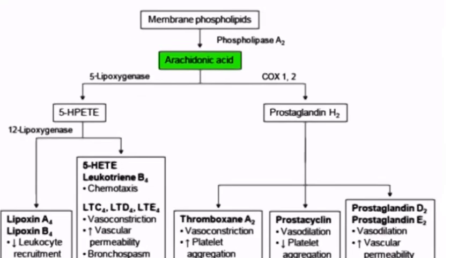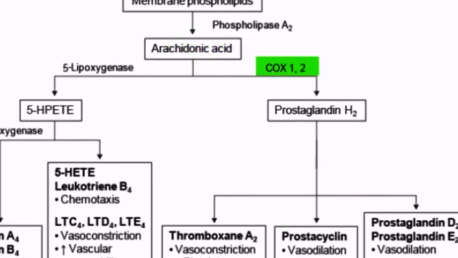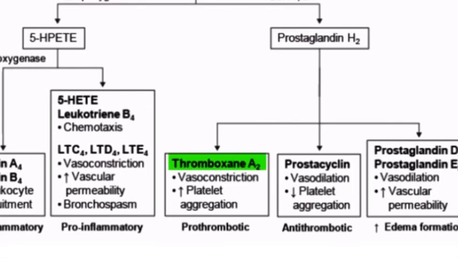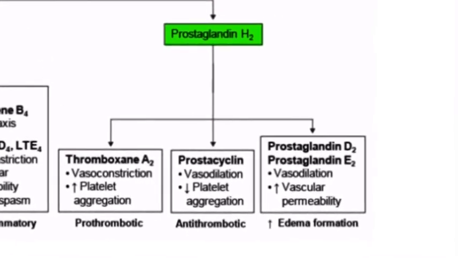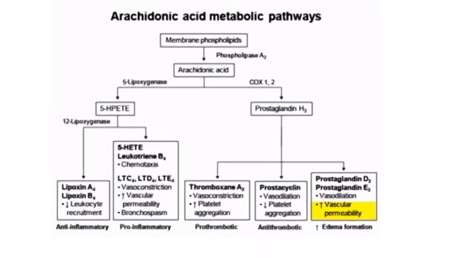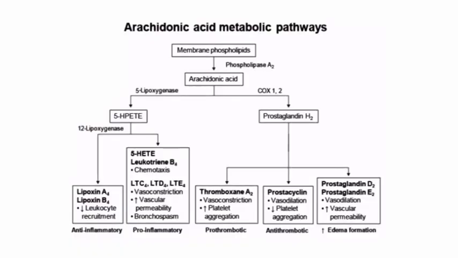Arachidonic acid is further metabolized by the cyclooxygenase pathway, which produces prostaglandins and thromboxanes. Different prostaglandins are produced by different cells and they have diverse physiological effects including increased vascular permeability, increased vascular dilation and induction of neutrophil chemotaxis. Thromboxanes are involved in platelet aggregation and also cause constriction of blood vessels.